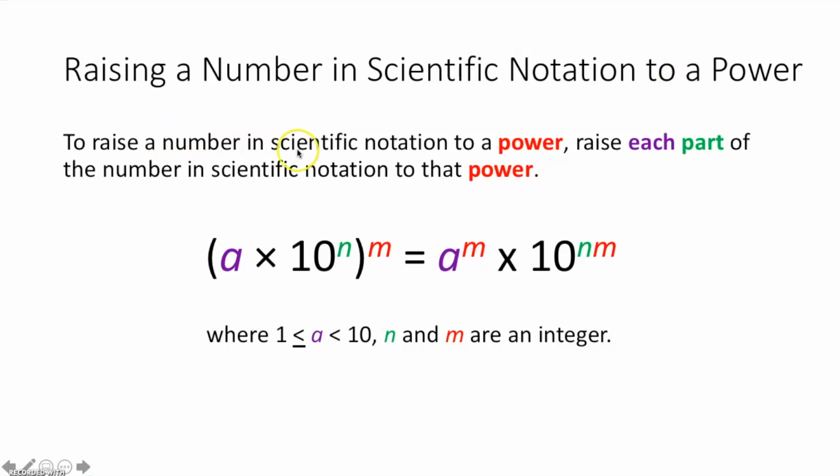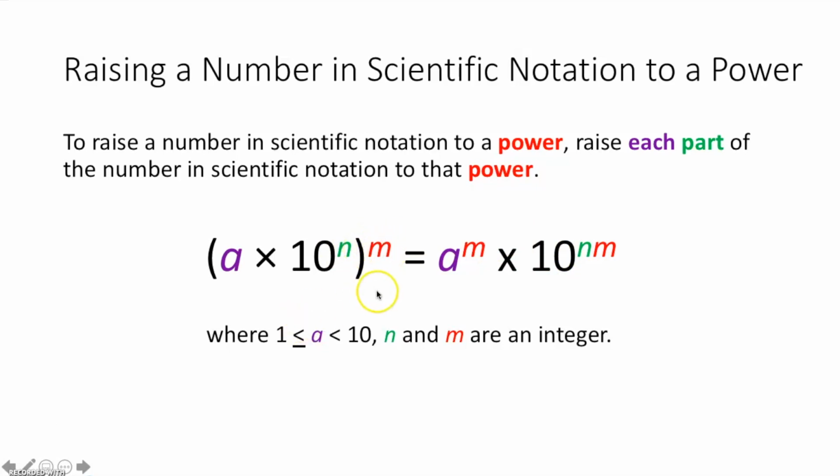Now let's talk about raising a number in scientific notation to a power. So to raise a number in scientific notation to a power, raise each part of the number in scientific notation to that power. So we have a times 10 to the nth power, all being raised to the m power. What you're going to do is you're going to take this m and you're going to distribute it to the exponent for your 10 and the exponent for your a. This is technically a to the first, so that's why this becomes a to the m power, 10 to the n times m power, right? Because power to power, you have to multiply those.